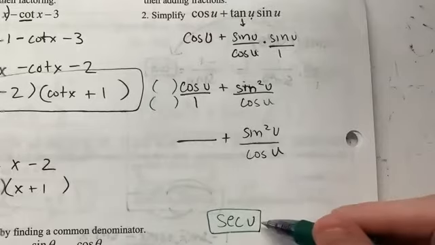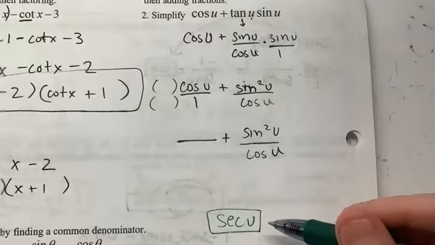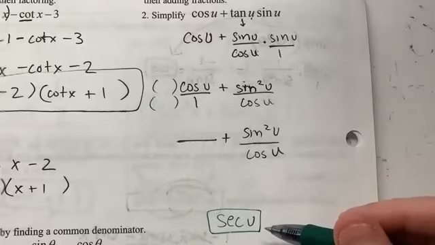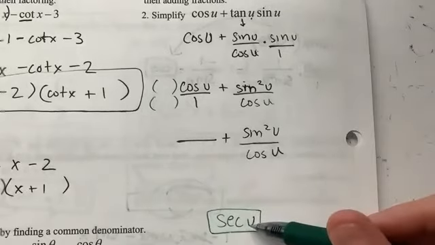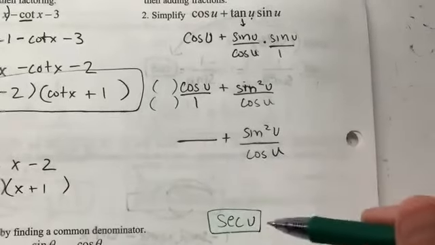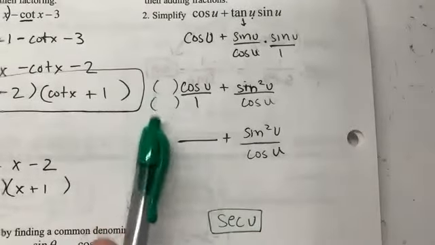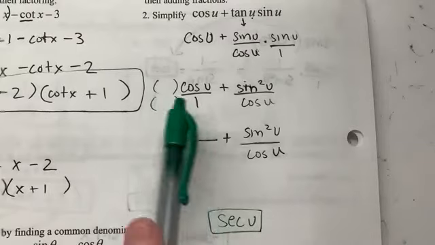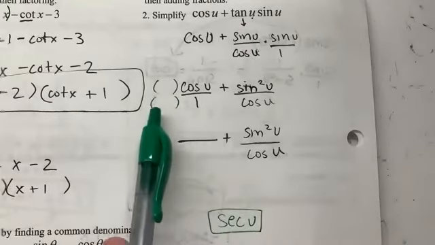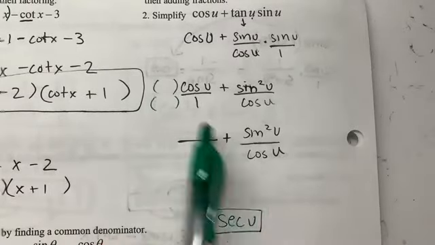Anybody be able to get secant of u, I think? Yeah, a couple of people nodding their head. That's pretty good if you can get secant of u from here after just seeing this for maybe an hour or so. But again, I wouldn't expect everybody to get there yet, but maybe by Thursday, everybody can see how to do this. So to finish this, you need to get the denominator to be cosine over here.